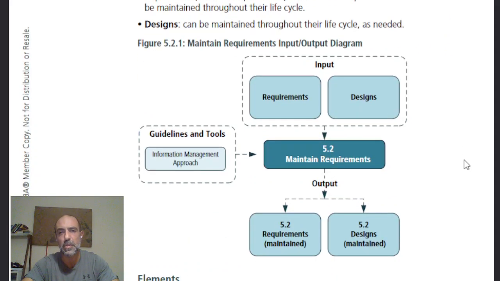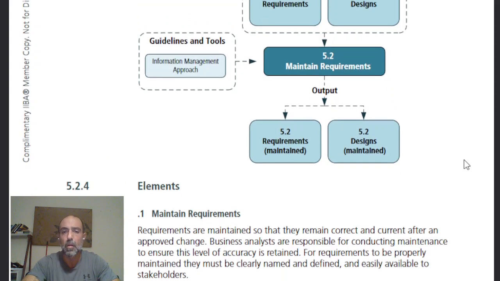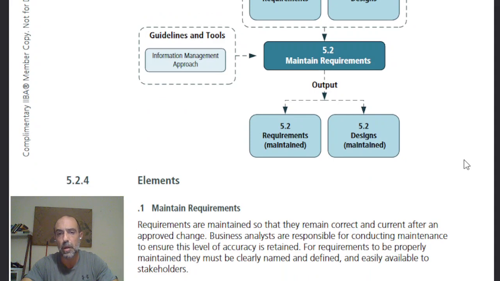Maintain requirements input output diagram. So there's input and output, which are the requirements and designs. These requirements and designs are from 5.1, the trace requirements. The tools are basically the information management approach from chapter 3, and the one that we created in chapter 3.